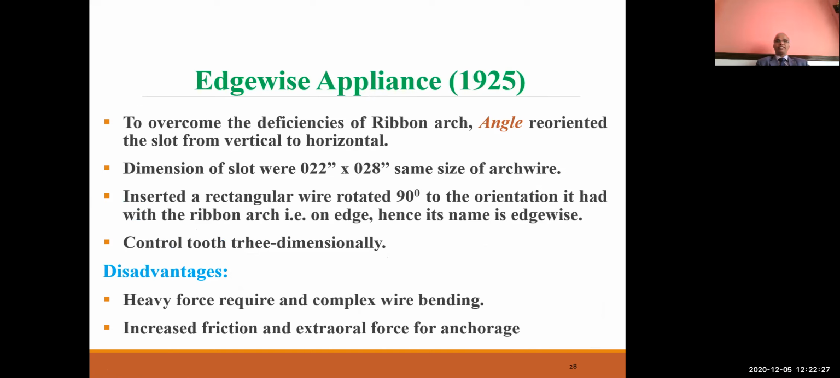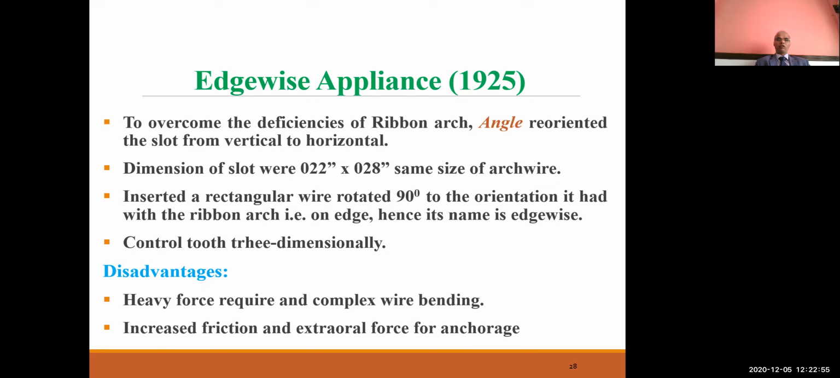a new appliance which is called an edgewise appliance. So to overcome the deficiencies of the ribbon arch wire, Angle reoriented the slots from vertical to horizontal position. The dimensions of the slot were 022 into 028 inch, of the same size as the arch wire.